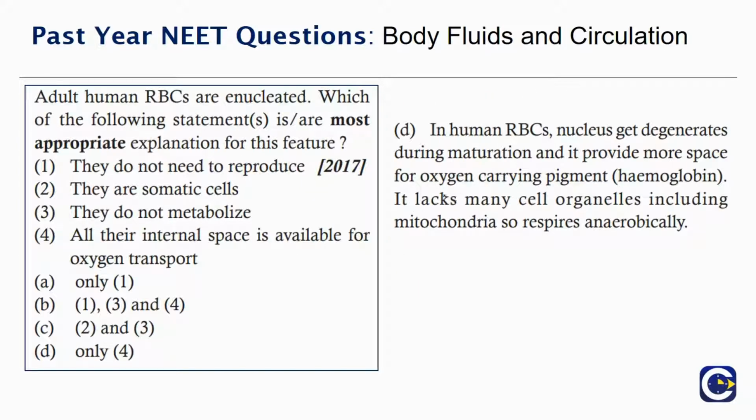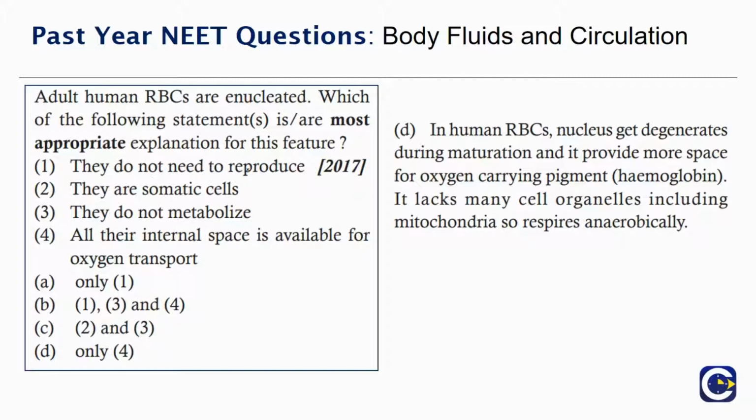Adult human RBCs are enucleated. Which of the following statements is the most appropriate explanation for this feature? Options given are: they do not reproduce, they are somatic cells, they do not metabolize, all the internal space is available for oxygen transport. So let's look at the options.